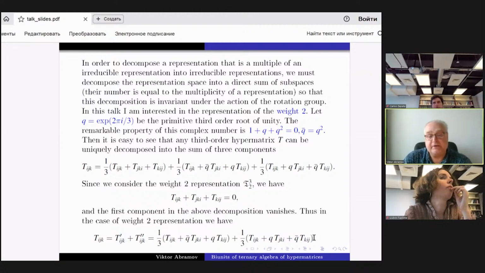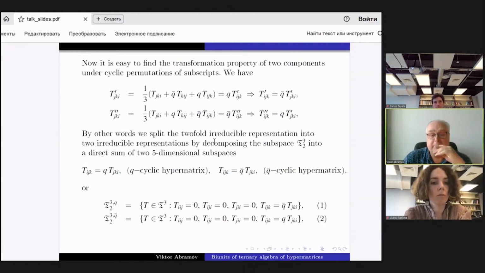And these subspaces can be defined as follows here. They're written here. But this is important here, that I also have this traceless condition. So first, I have hypermatrices which transform under the cyclic permutations with the Q bar or Q. But I have an additional condition that the trace over any pair of indices is equal to 0.